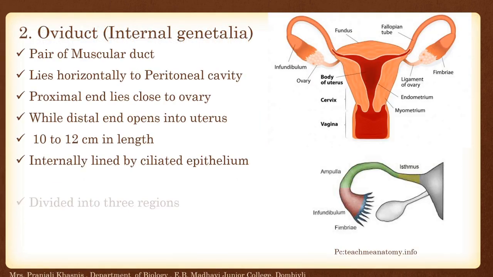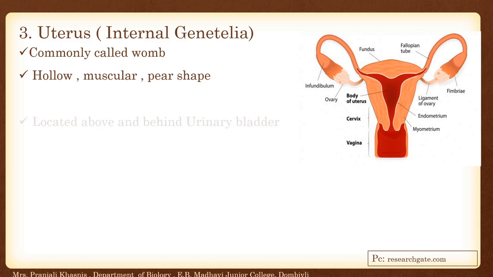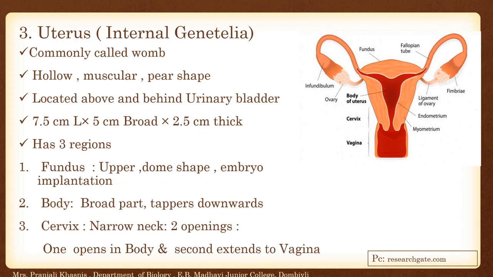Next, we have seen the oviduct, which is part of the internal genitalia, a pair of muscular ducts lying horizontally in the peritoneal cavity, around 10 to 12 centimeters in length, internally lined by ciliated epithelium, and divided into three regions: infundibulum, ampulla, and isthmus. Then we discussed the uterus, which has three different regions: fundus, body, and cervix. Fundus is the upper dome-shaped part for embryo implantation. Body is the broad part that tapers downwards, and cervix is a narrow neck having two openings. One opens into the body and the second extends to the vagina.